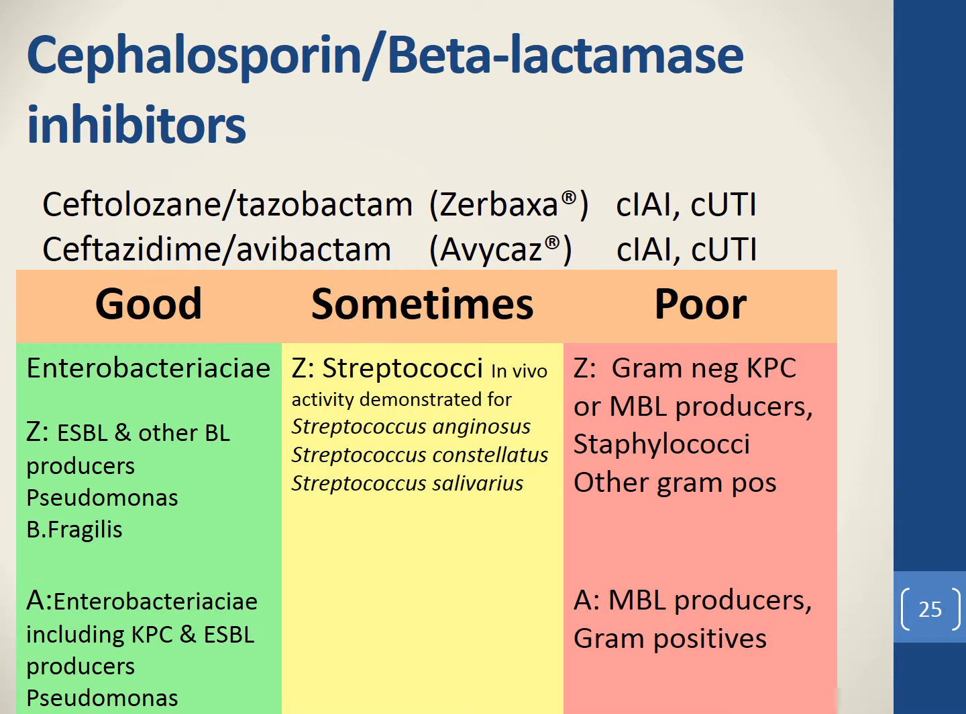So there are 2 agents that are cephalosporins now combined with beta-lactamase inhibitors, ceftolozane tazobactam and ceftazidime avibactam. And really where they came to the market indicated were for complicated intra-abdominal infections and urinary tract infections. So thinking of some of the Enterobacteriaceae type infections. One of the things that these brought with them were some expanded coverage against beta-lactamases that would normally wipe out other beta-lactams, such as the extended spectrum beta-lactamases, and in terms of ceftazidime avibactam, the carbapenemases as well.